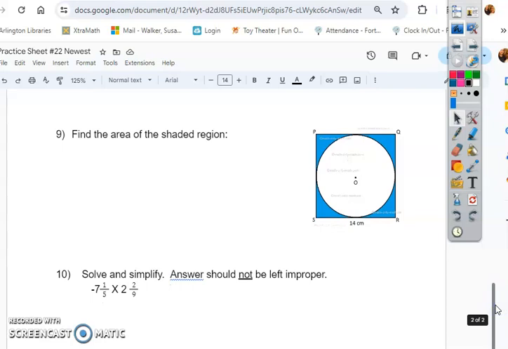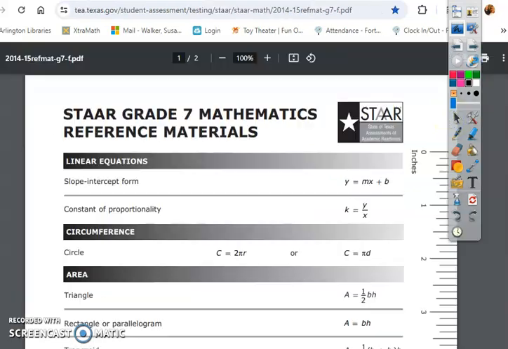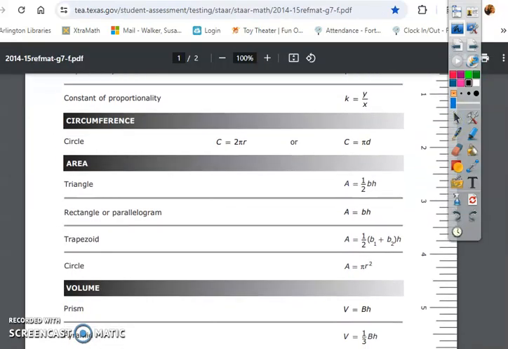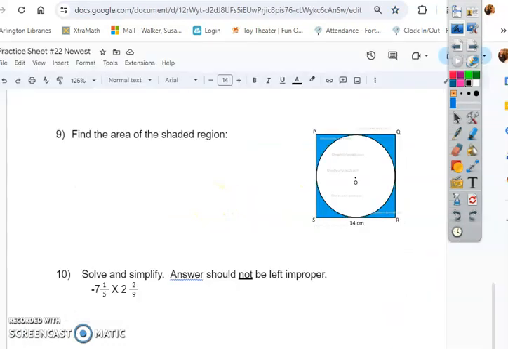Okay. So let's see if we can find our formula chart. And so here I will find both formulas. I have a circle because this is an area problem. And I have a rectangle parallelogram. Square is a type of rectangle. A equals BH. Okay? So, A equals BH. Okay?